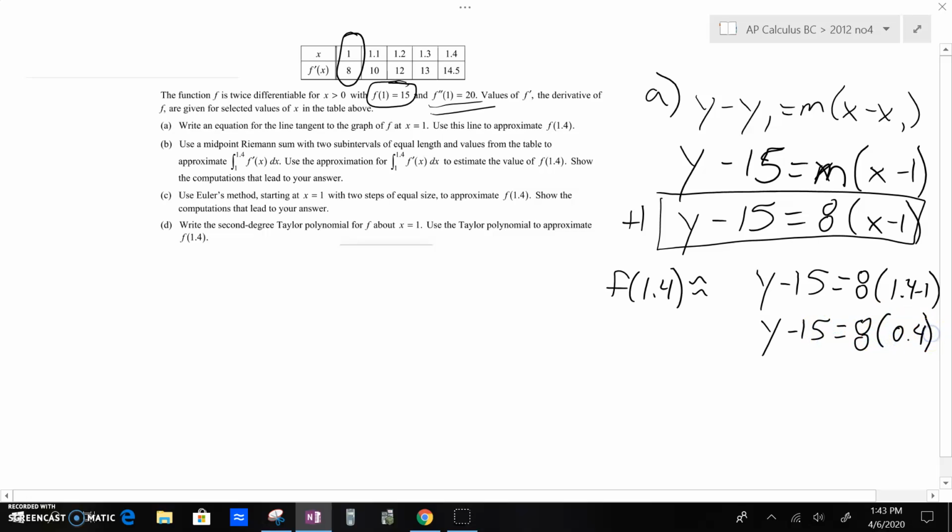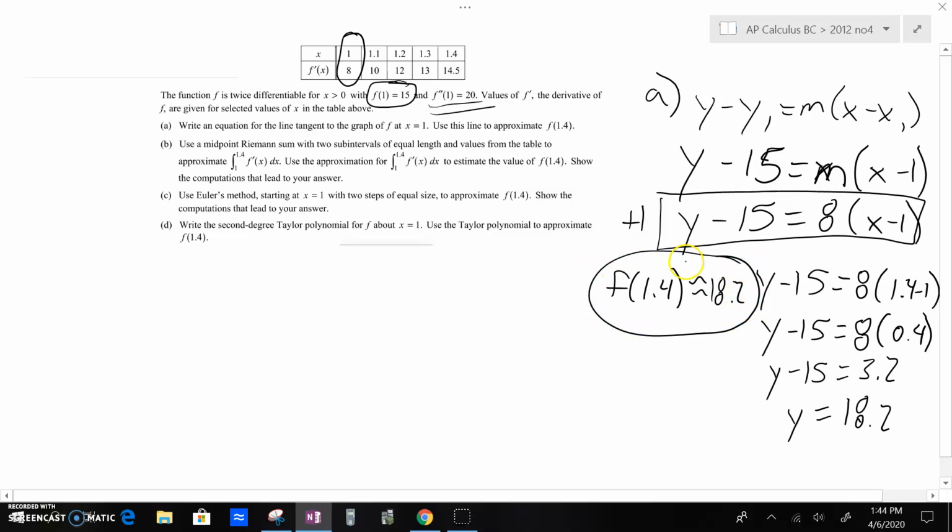So 8 times 0.4 would be a 3.2. We're going to add a 15 over, and our answer would be 18.2 as our estimate. Let's see, 8 times 0.4, yeah, 3.2. So we get 18.2 as an estimate. That's using a tangent line approximation. So we're going to get a point for setting up our tangent line itself, and then a point for using it to generate the 18.2 value.